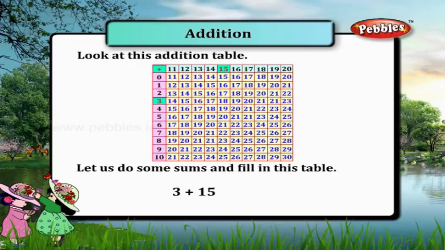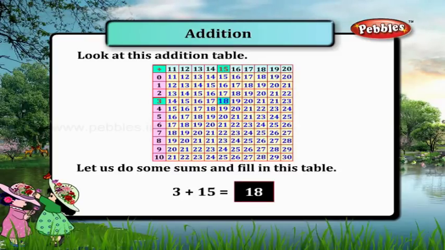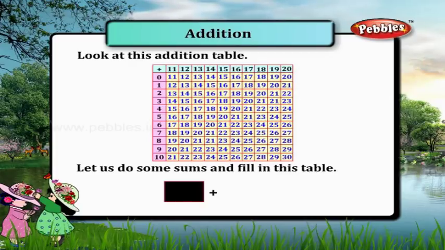3 plus 15 is equal to 18. Dash plus 14 is equal to 20. Find out from the table. It is 6 plus 14 is equal to 20.